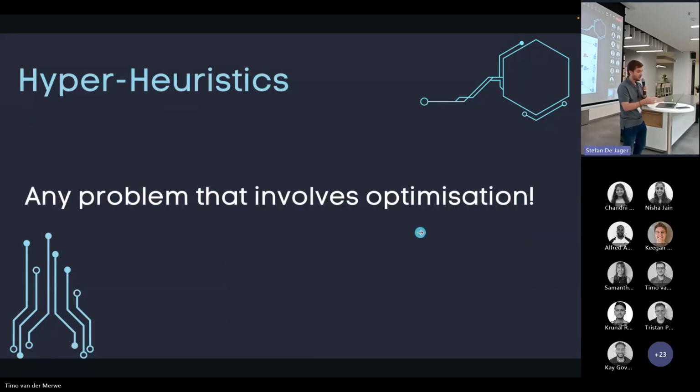And then also almost any other problem that involves some amount of optimization, where you can't just use an algorithm to give you the best solution immediately, where you're going to have to try and find a good solution. For any problem like that, hyper-heuristics are very, very useful.